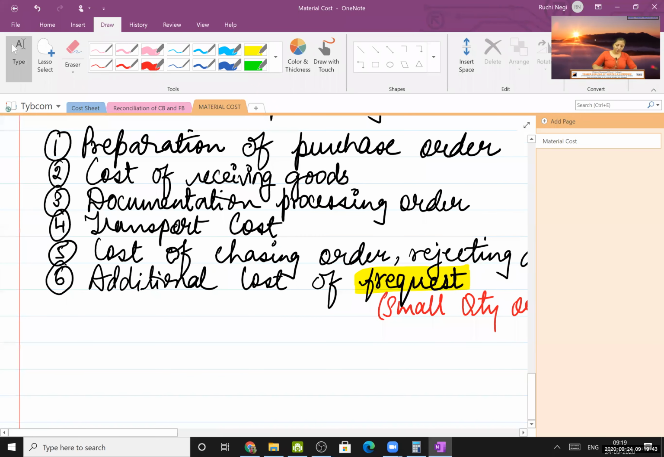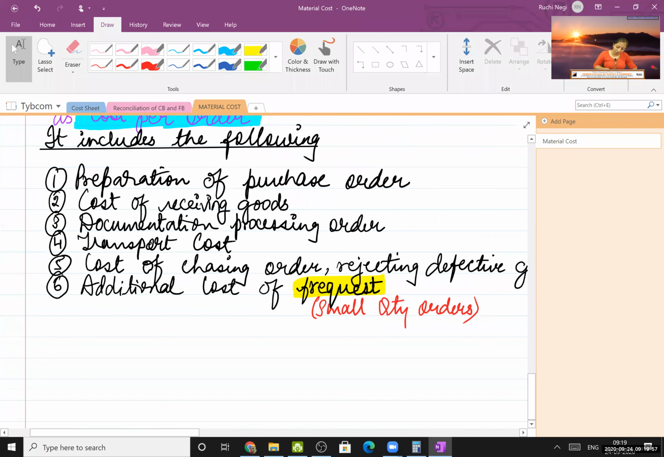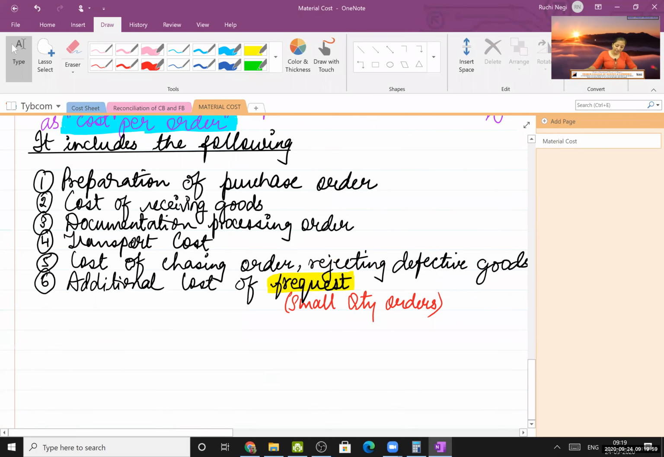Okay, so sometimes what happens, your raw material is finished. You need some small quantity of raw material to make your finished goods. So when you order in a small quantity, you have to pay the equal amount of price. Why? Because there are no discounts offered to that. So even if you're placing an order for a very small unit, for a very small quantity, you have to incur the same expenses: preparation of purchase order, cost of receiving goods, documentation process, processing order, transport cost.